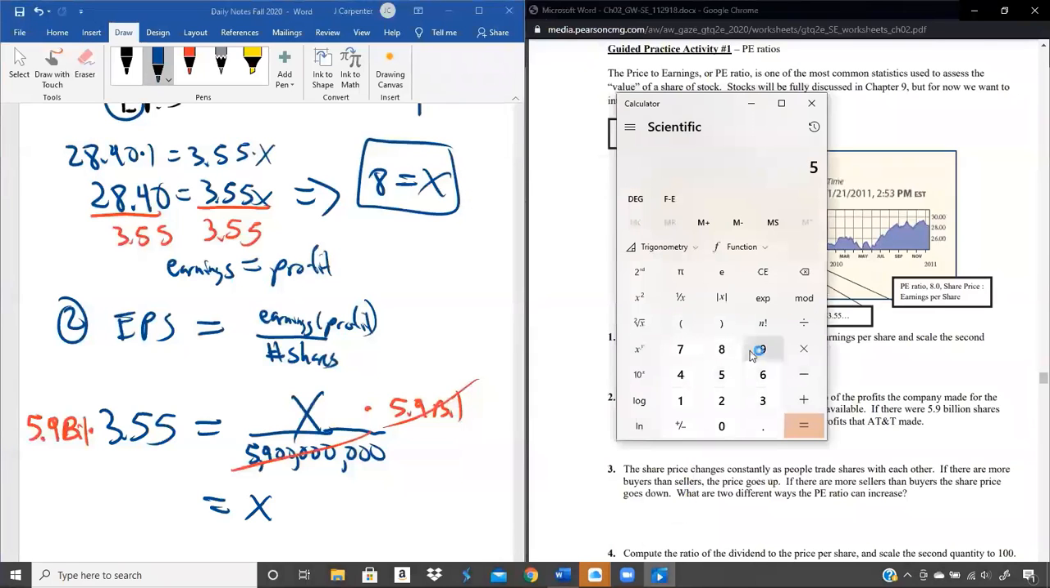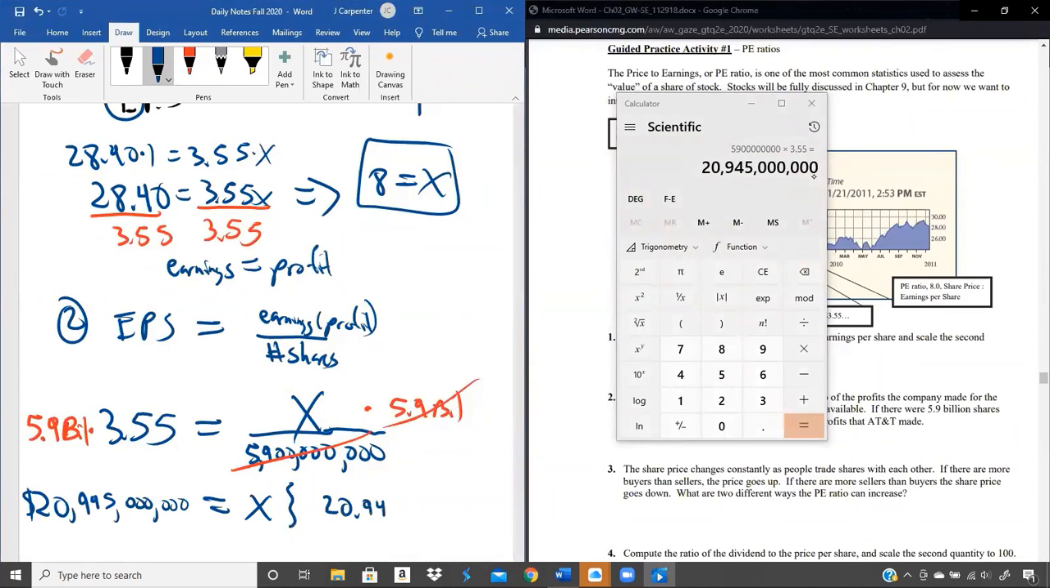So let's see, 5, 9, 0, 0, and then 6 more: 1, 2, 3, 4, 5, 6, times the 3.55. Let's see if this gives us something not in scientific notation. Good. So we get 20.945 billion. So 20,945,000,000. X is a dollar amount because it's profit. So that's 20 billion, or you could say 20.945 billion.